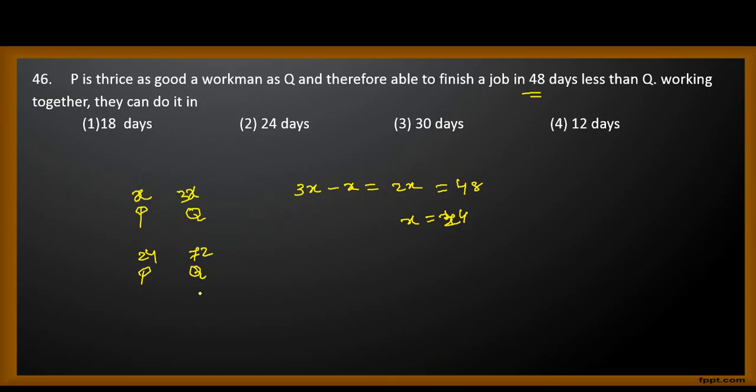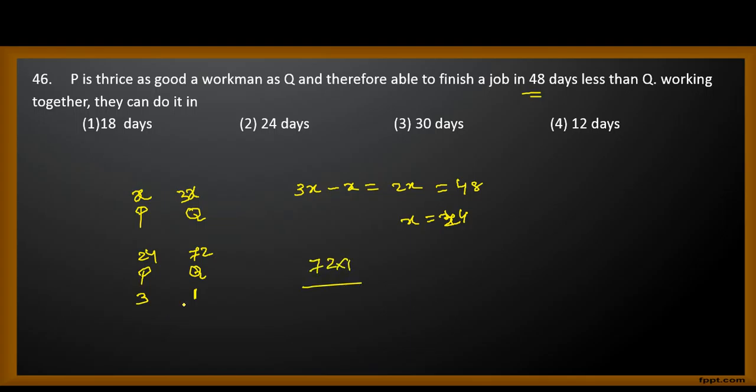Now assume that Q will do 1 unit, then P will do how many units? 3 units. Look at 72 into 1, 72, 24 into 3, 72, which is satisfying. Okay. Now working together they can finish the work in. What is the total work? Number of days into work done per day. So 72 into 1, this is the total work.